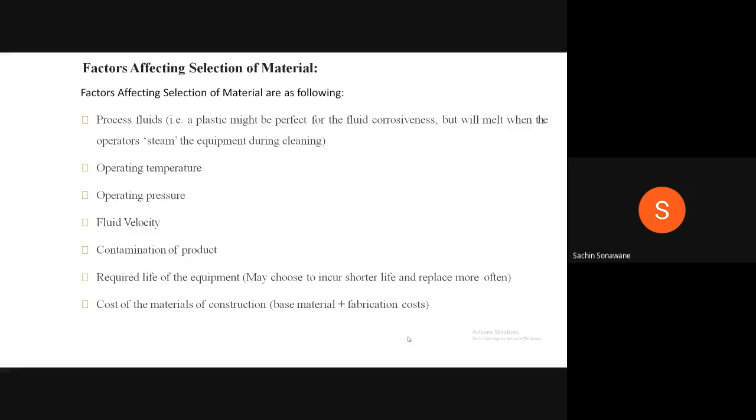Factors affecting selection of material are as following. First, process fluids, that is, a plastic might be perfect for the fluid corrosiveness but will melt when the operators steam the equipment during cleaning. Then, operating temperature, operating pressure, fluid velocity, contamination of product, required life of the equipment, may choose to incur shorter life and replace more often. Then cost of the materials of construction, that is base material plus fabrication cost.